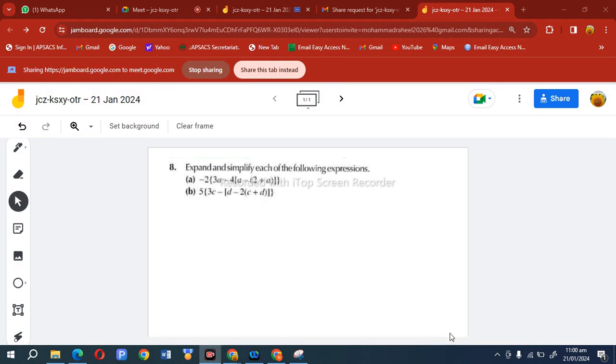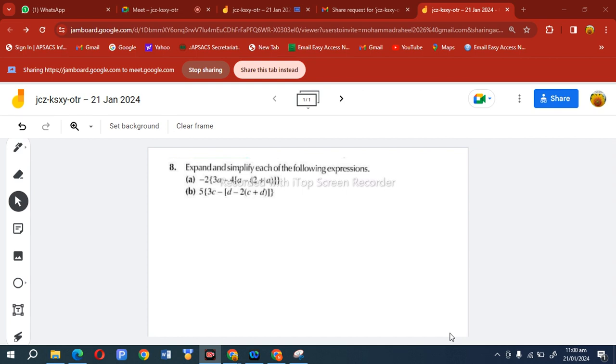The question is: expand and simplify each of the following expressions. The expression is minus 2 bracket 3a minus 4 bracket a minus 2 plus a, and the smaller bracket, the middle bracket, and the largest bracket. Okay, here I'm going to explain to you how you're going to solve it.